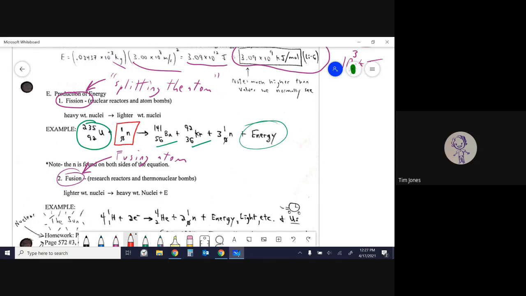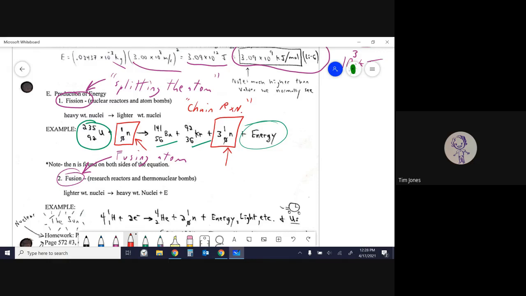But notice more neutrons are produced. Here I have 3 neutrons. For 1 neutron that goes in, 3 neutrons get produced. And this, you'll probably have heard of the term chain reaction. This is a chain reaction because the very thing that is causing the reaction is produced.